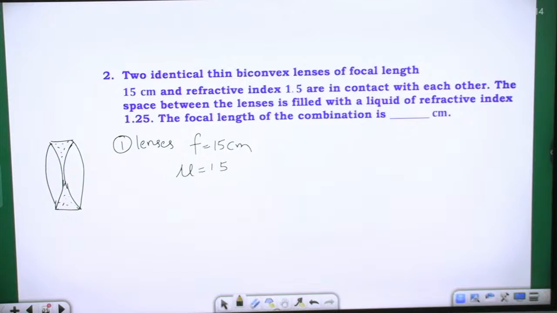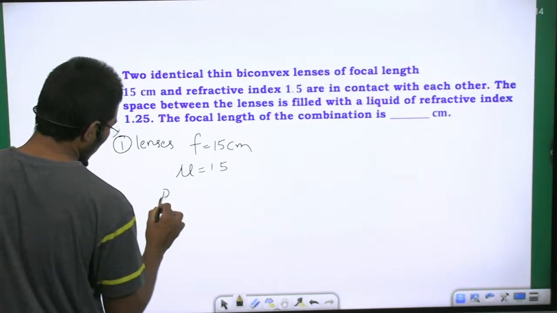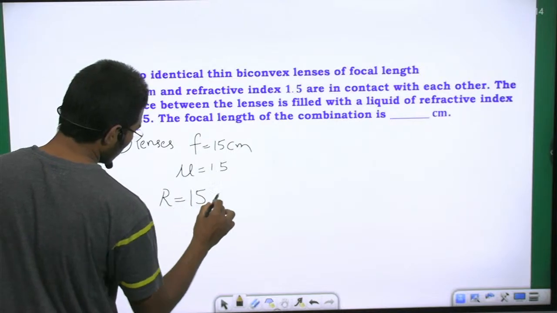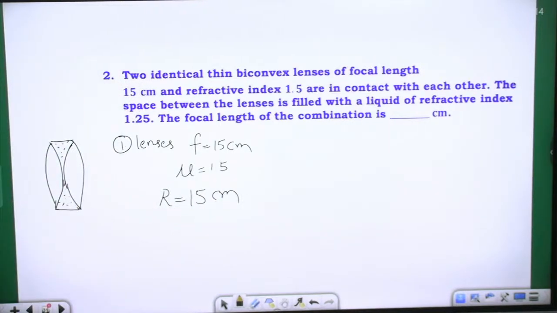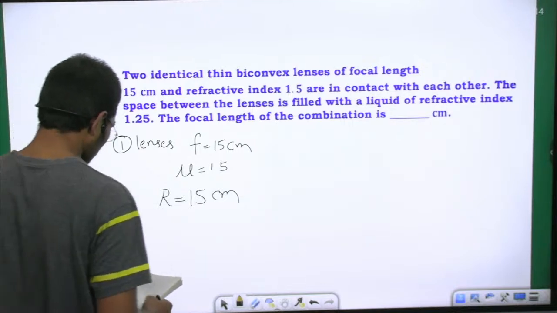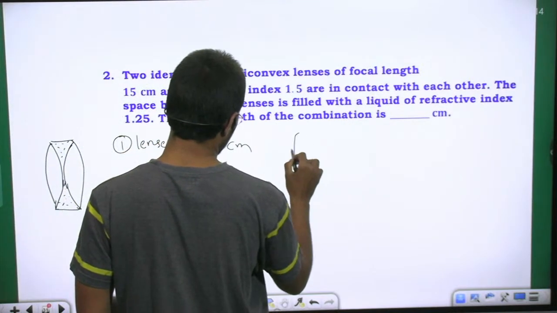First let us try to find the radius of curvature. The radius of curvature will be equal to the focal length. You can even find it from the lens maker's formula. So now let us try to find out the F1 for the glass equivalent.